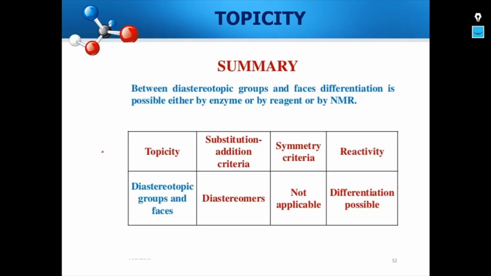To summarize, between diastereotopic groups and phases, differentiation is possible either by enzyme, reagent, or by NMR, and by applying substitution and addition criteria, they are diastereomers. That is, if you end up with diastereomers, then the protons are diastereotopic in nature. As far as the symmetry criteria is concerned, there are no symmetry criteria that are applicable, and by any specific reaction they can be differentiated.